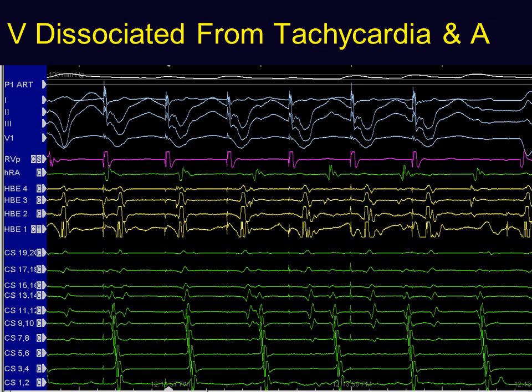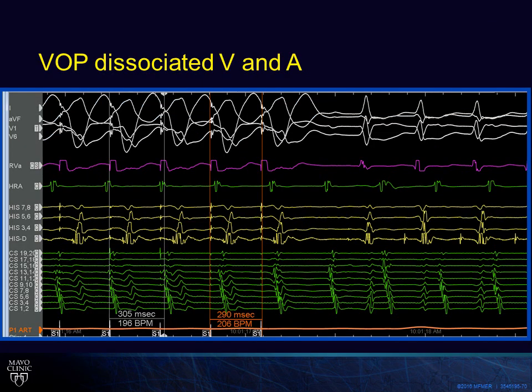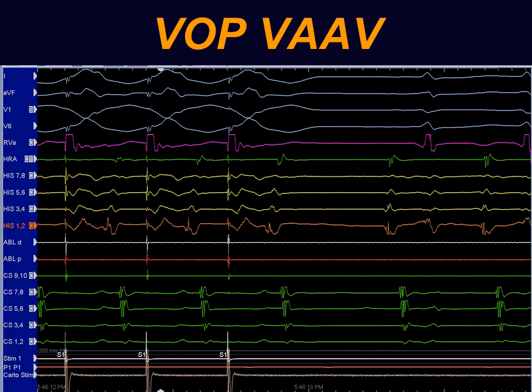So you can see again that the V to A is dissociating, which means the atrium is independent of the V, and that makes a pathway mediated tachycardia excluded by this maneuver. Again, this is a different way of showing ventricular overdrive pacing with dissociated V and A.